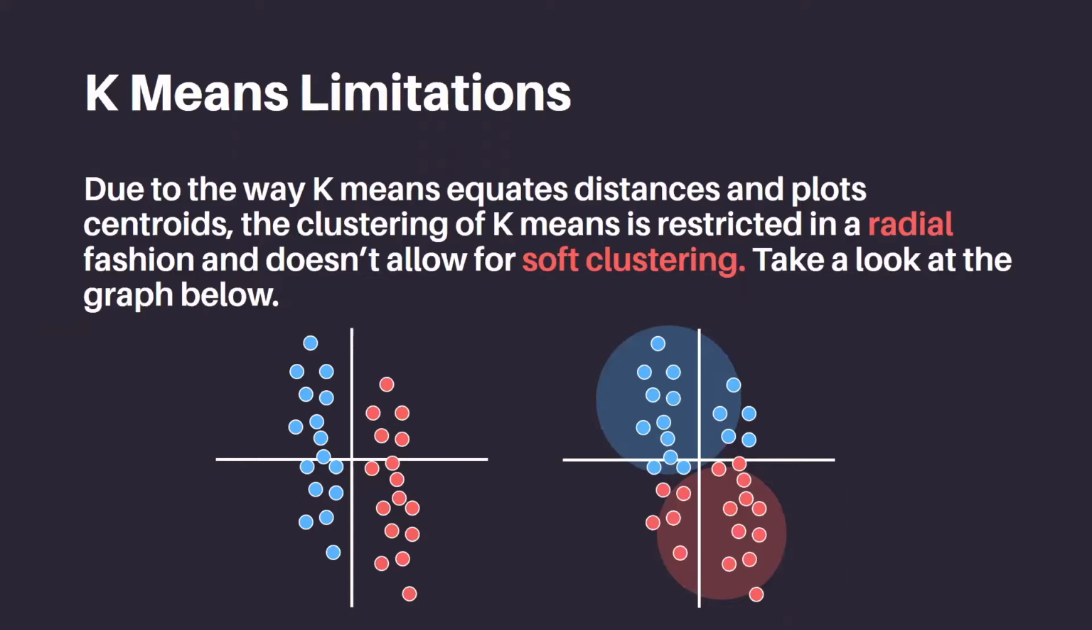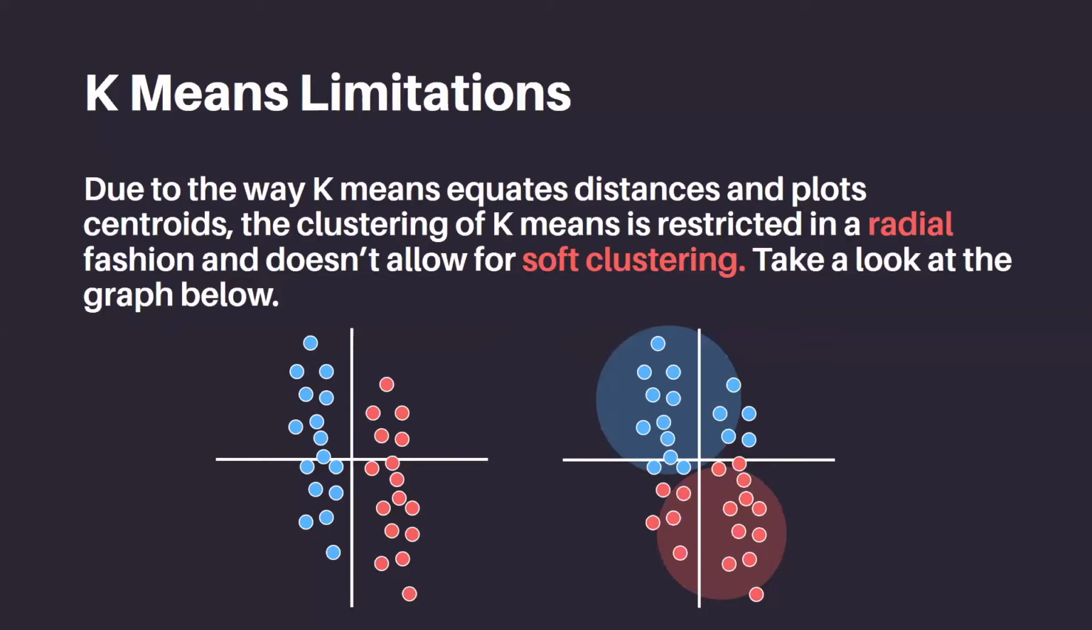And as well as that, it only plots areas in a radial fashion. For example, in the 2D example, it's a circle area that it plots. In the 3D example, it would be a sphere. This can restrict how the model classifies and groups different data points.